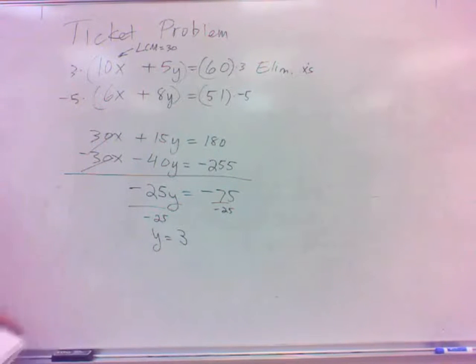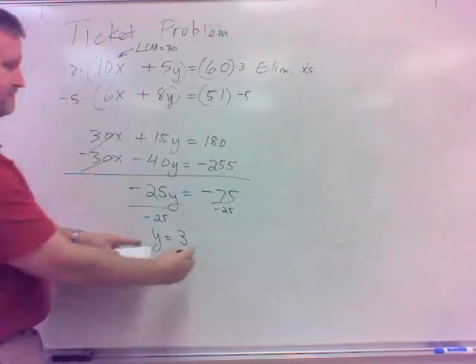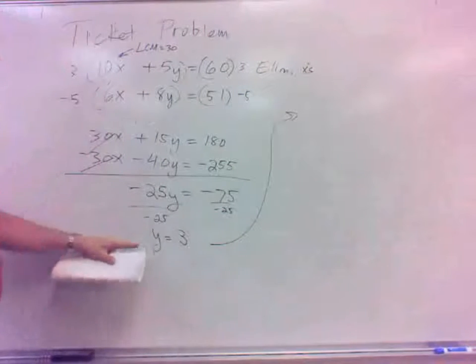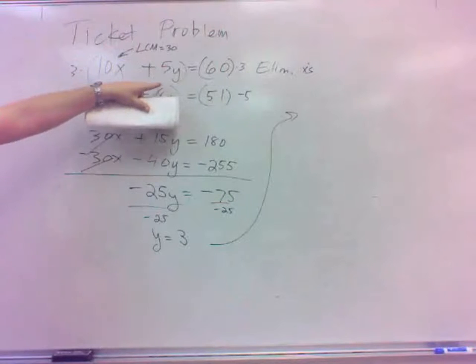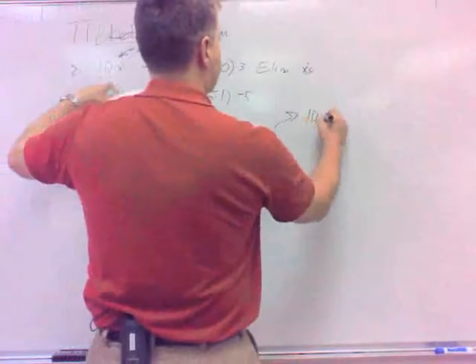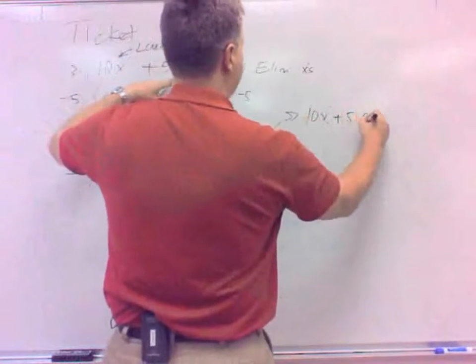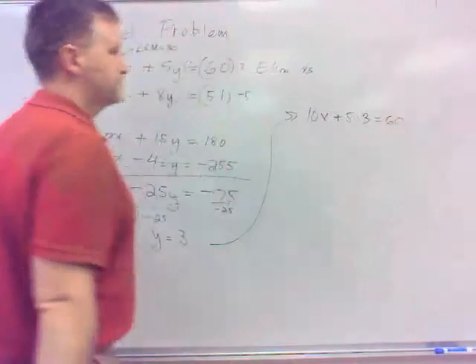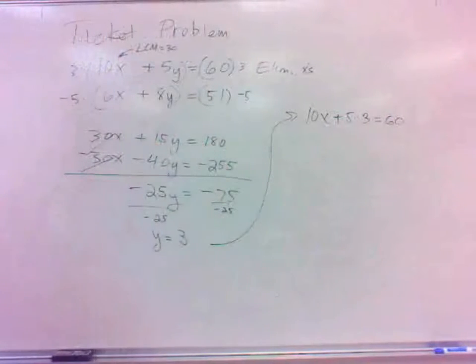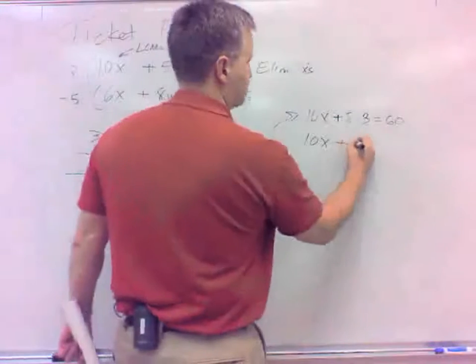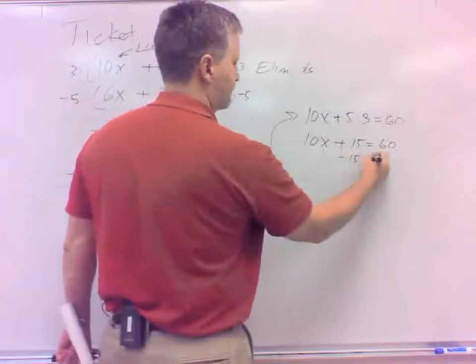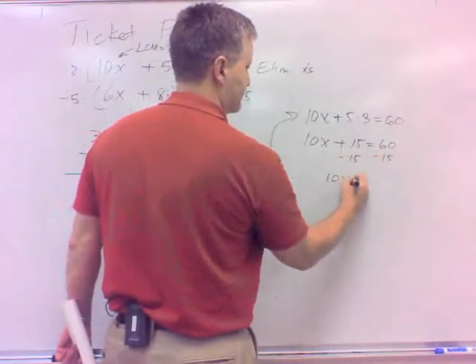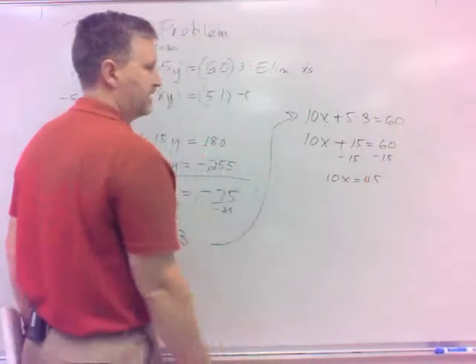But I still need the adult, need the x. So I just substitute the y then to be 3. So it'd be 10x plus 5 times 3 would equal 60. All right, so it'd be 10x plus 15 equals 60. Subtract the 15, so we get 10x equals 45, right?